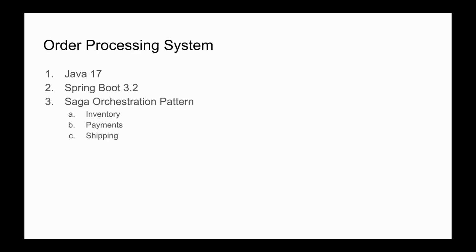Going to go over the Saga pattern. It's going to go through a production-level order processing system. This order processing system is built in Java 17, uses Spring Boot 3.2, and uses the Saga orchestration pattern to handle different services like inventory, payments, and shipping. It's going to have automatic rollback if anything goes wrong.